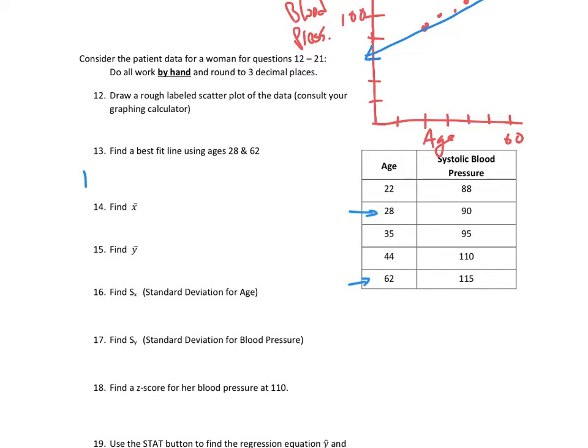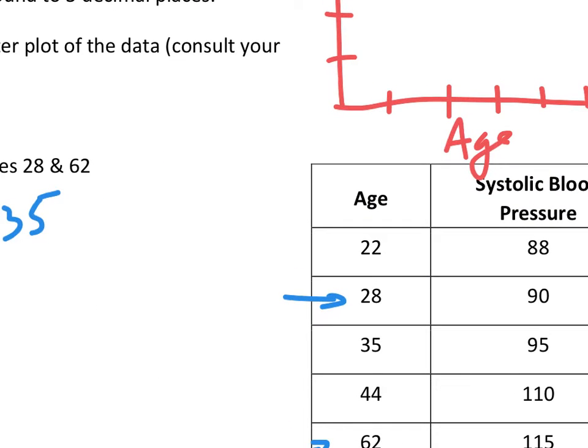So first thing we got to do is find the slope. The slope, we're going to take 115 minus 90 all over, so we subtract the y's, we subtract the x's, 62 minus 28. And that gives us about 0.735. Okay, so now what we need to do is plug these into our equation, y equals mx plus b.